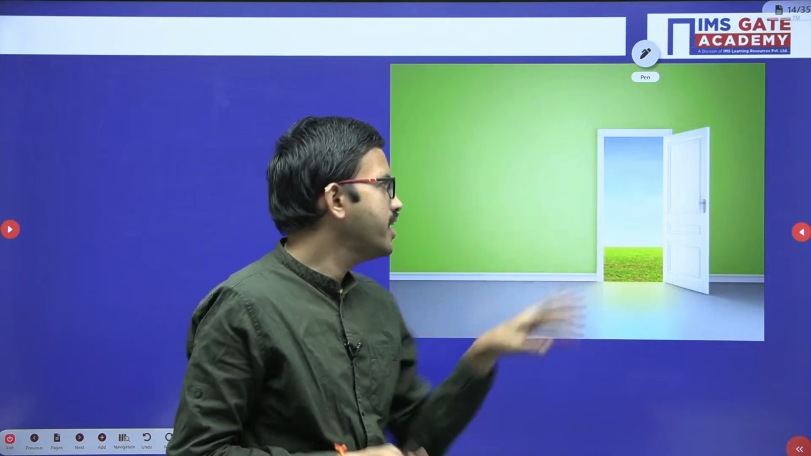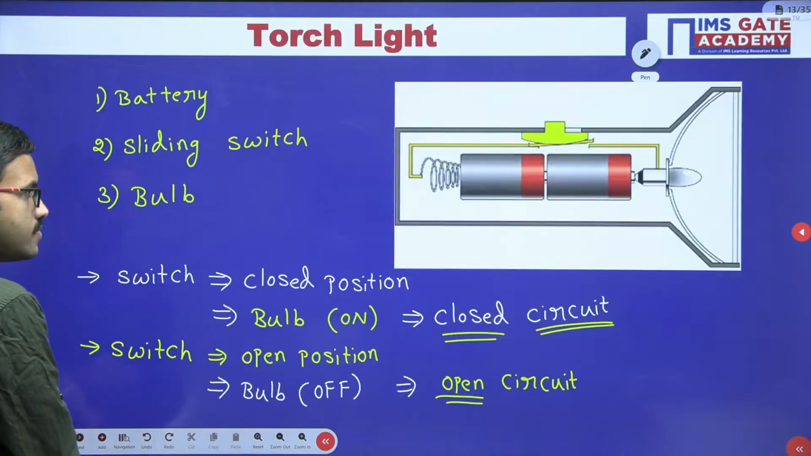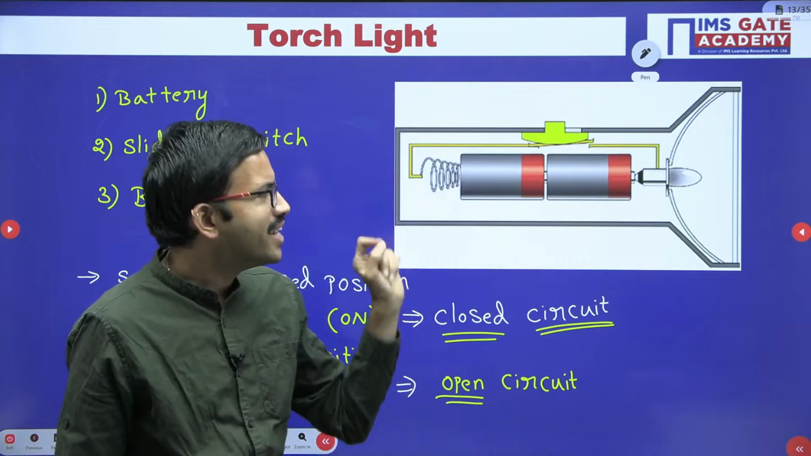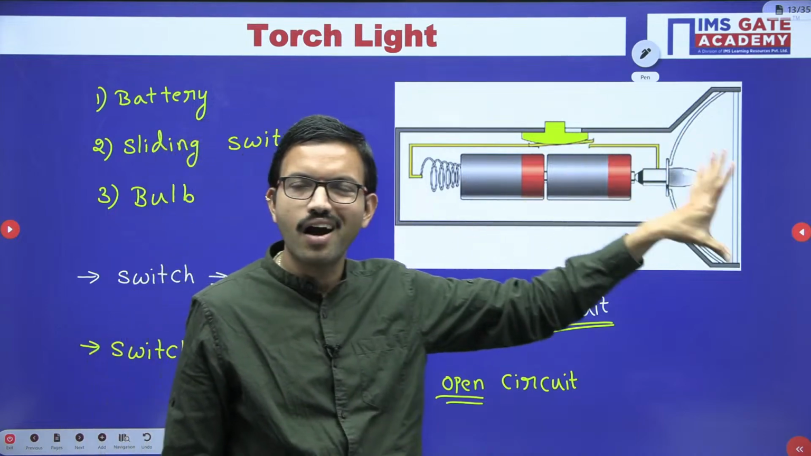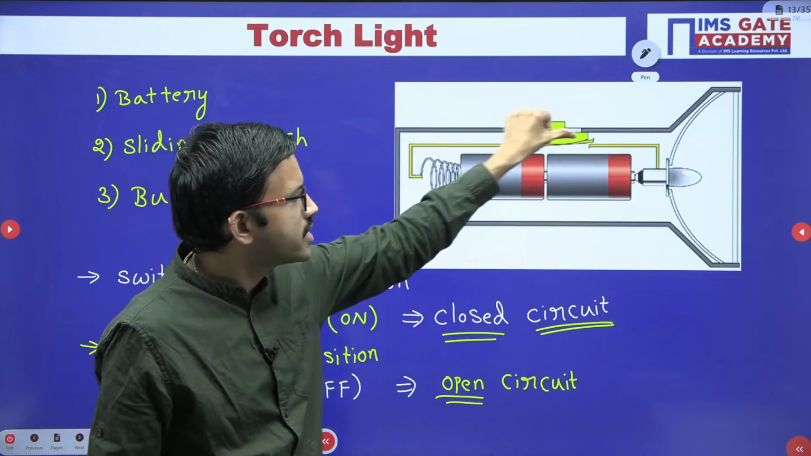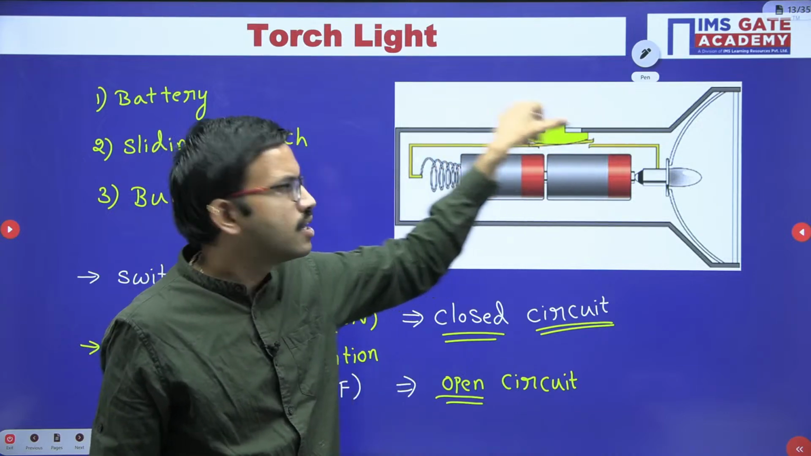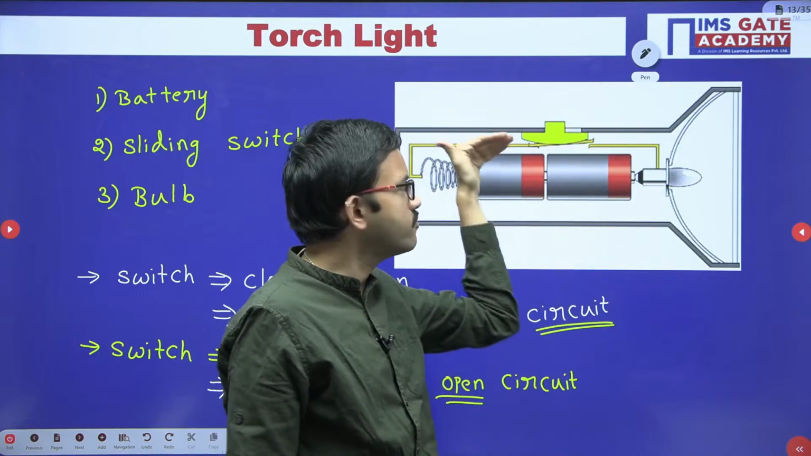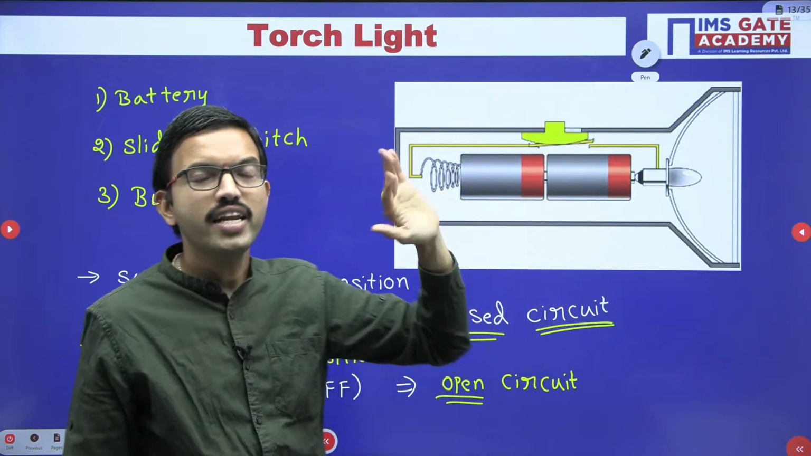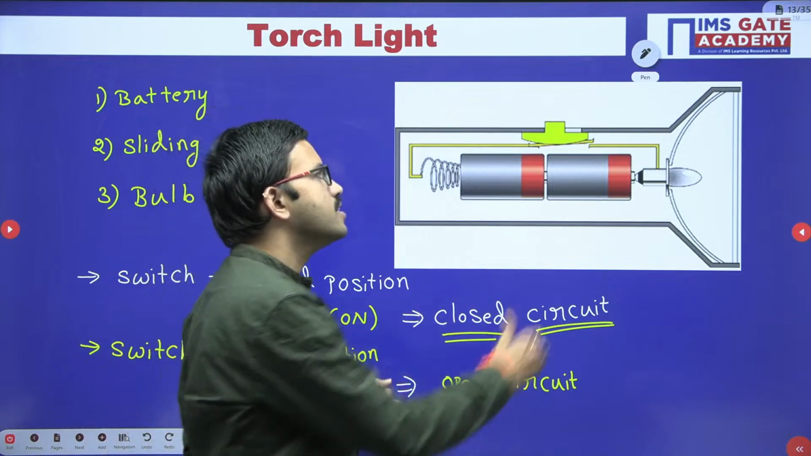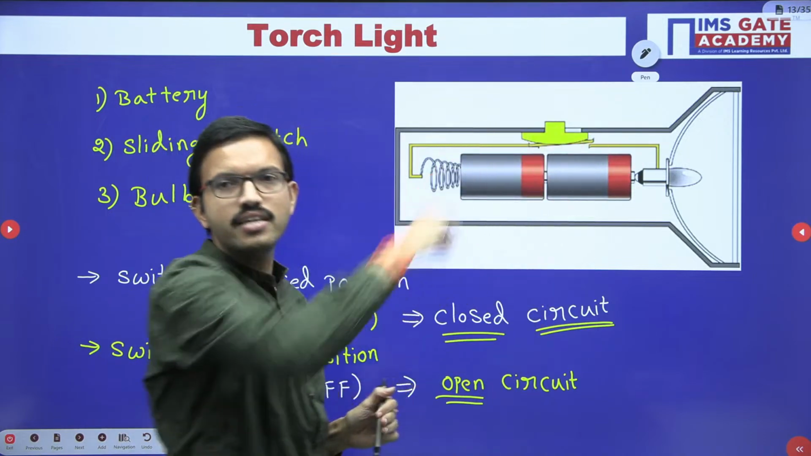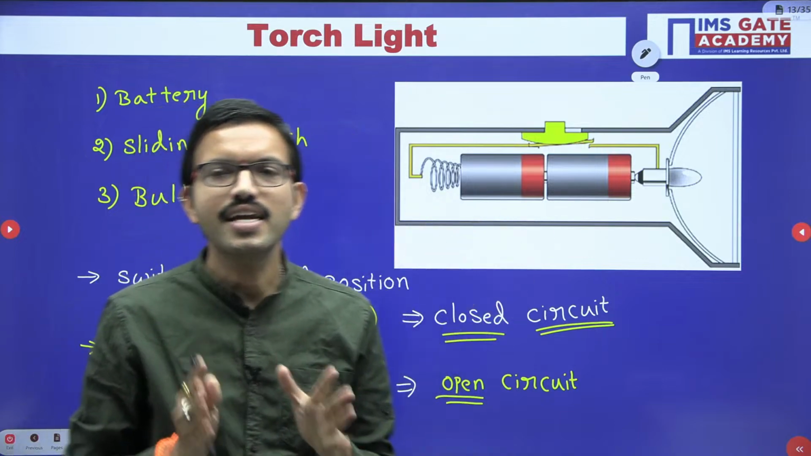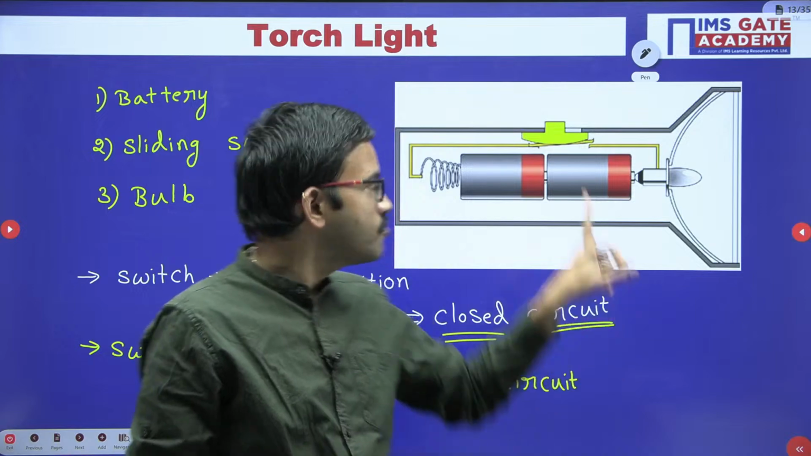Like that, here the purpose of the switch is, whenever you want the bulb to be on, at that time you make the switch shift towards the right hand side. Whenever you don't want it, at that time you make the switch position towards the other side, so that means you are disconnecting the battery and bulb. So in this way, in real time application, the switch is required.